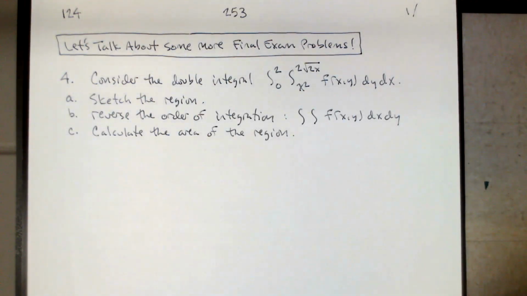Today we're going to talk about some more final exam problems, and we'll start with this double integral problem. Here you're given a double integral from 0 to 2, and then from x squared to 2 root 2x of f of xy dy dx. And we're going to do the typical stuff. We're going to sketch the region. I want you to use that sketch to reverse the order of integration, so rewrite it as a dx dy integral, and then calculate the area of the region.